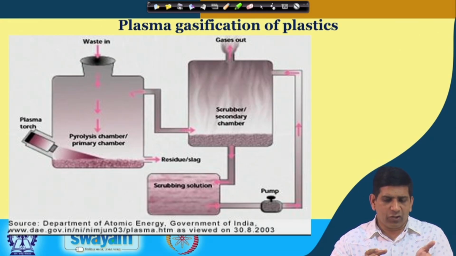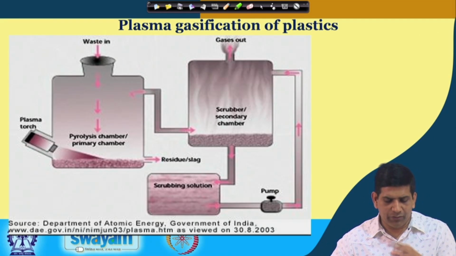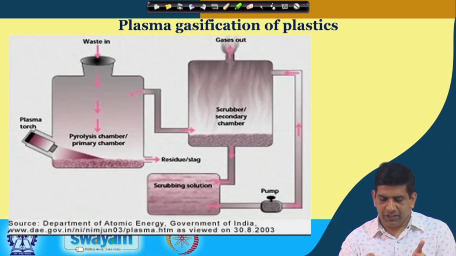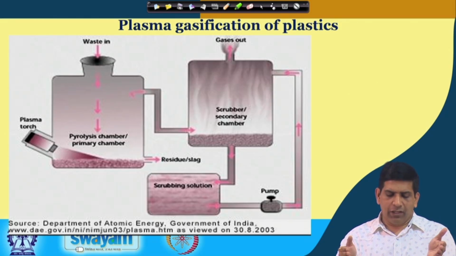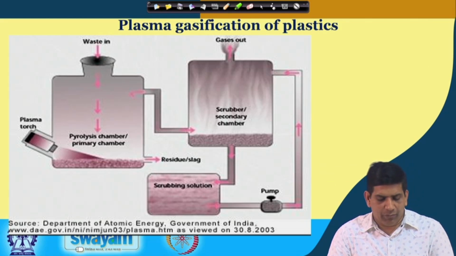Here the plasma torch is being used. The waste is coming in, and it goes into the pyrolysis chamber, which is the primary chamber. From the primary chamber, things go into the secondary chamber, which is also known as the scrubber, and the gases will be collected out. There is a scrubbing solution which comes out, and then things go back in here. This plasma gasification was developed by the Department of Atomic Energy, Government of India.